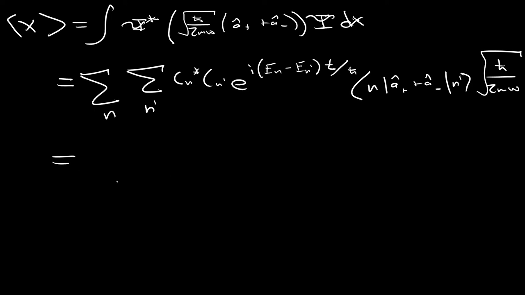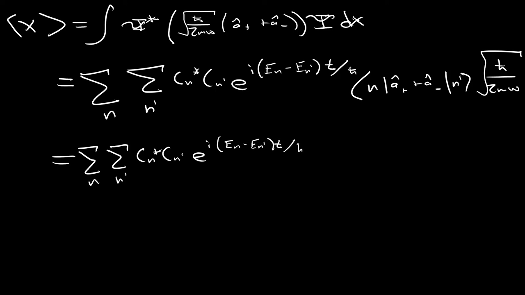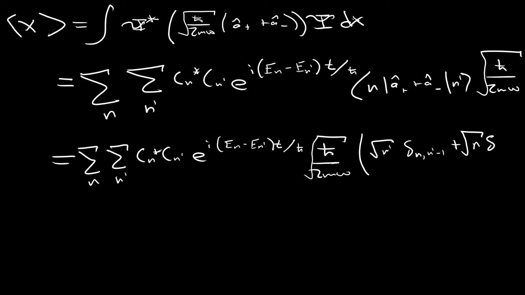And when we substitute that in, we're going to end up still having both of our two sums. We're still going to have our constants. Our exponential is still going to remain the same. And then we're going to have the square root of h bar over 2m omega. But now we're going to have a square root n prime Kronecker delta n prime minus 1, plus root n Kronecker delta n prime, n minus 1. And that's what we're going to end up having.